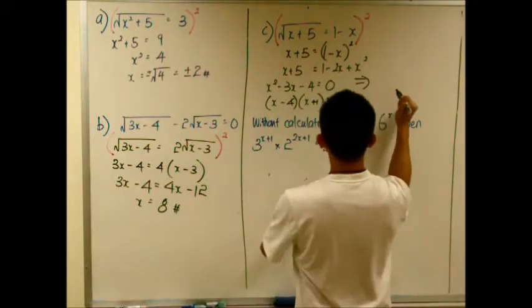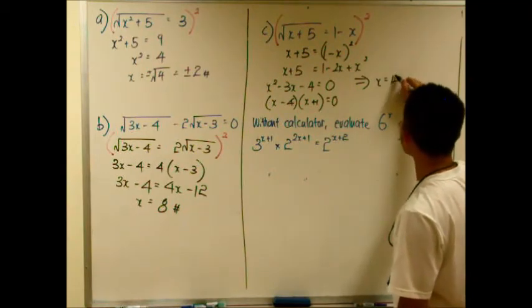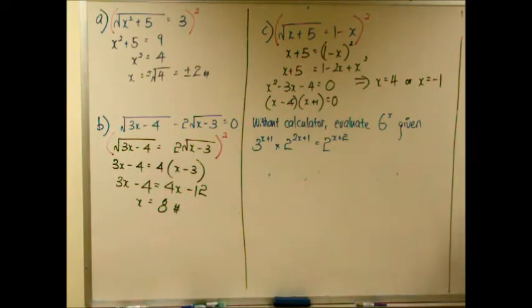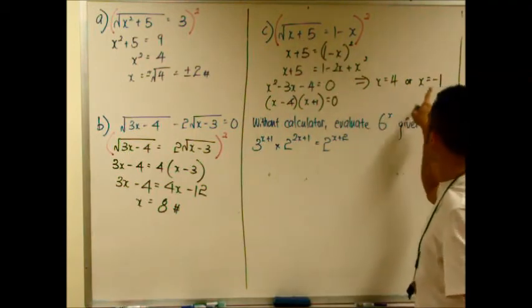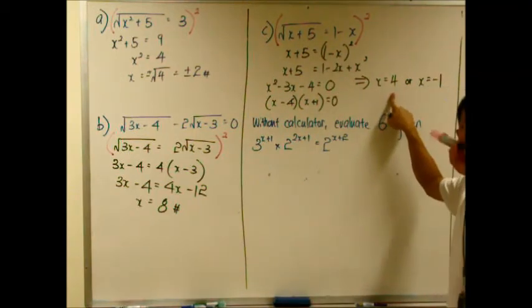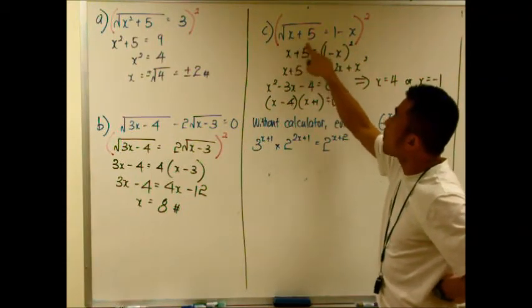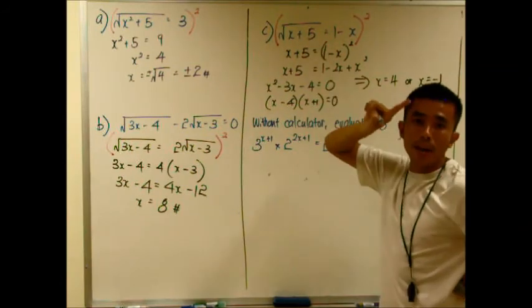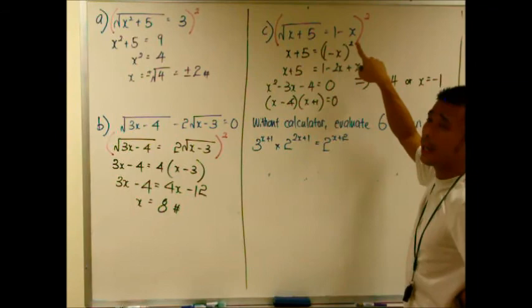Which implies, with the use of zero product rule, x will give us 4 or x will give us negative 1. Please check your answer again. If I were to substitute 4 inside, most of you will reject the negative value and take 4. Look, if I were to substitute 4 inside, 4 plus 5 is 9, square root of 9 is 3. But 1 minus 4 is negative 3 on the right hand side.